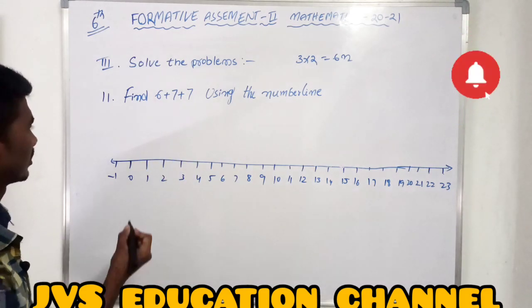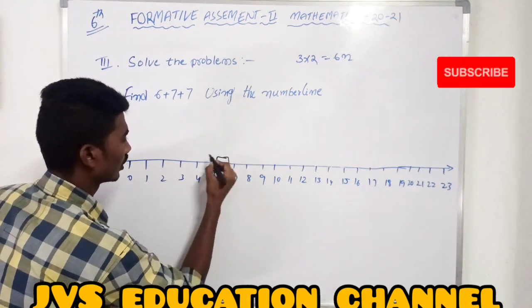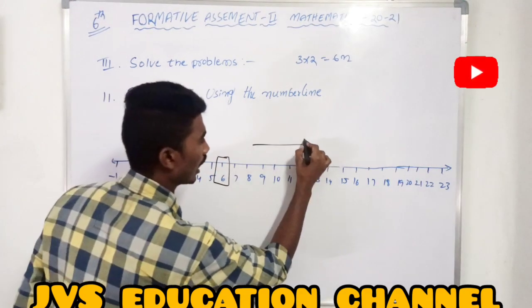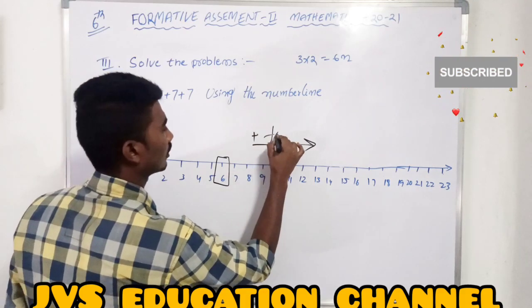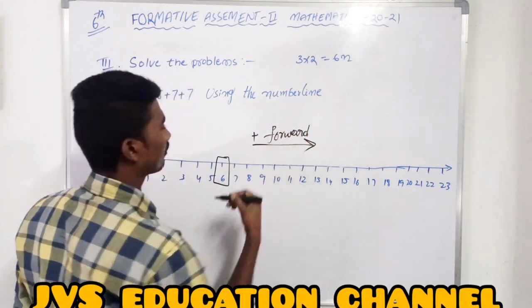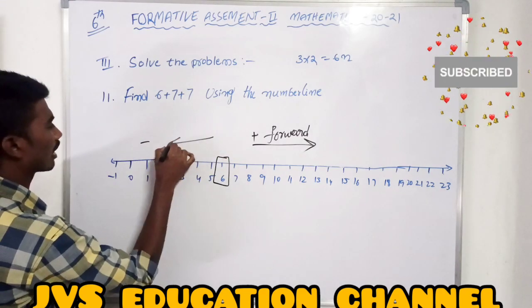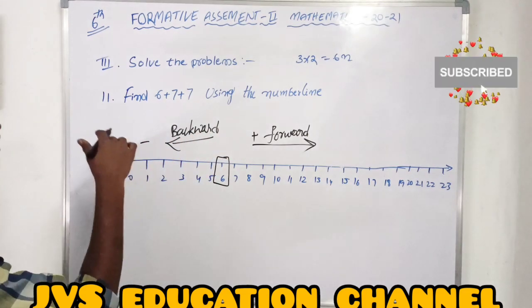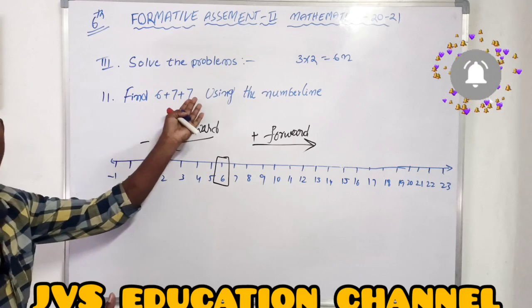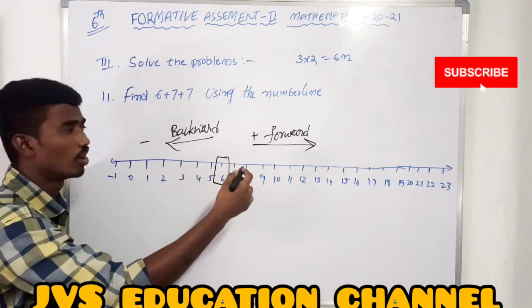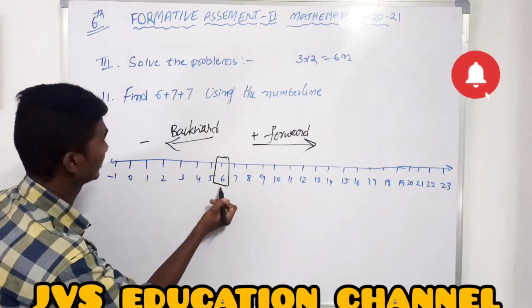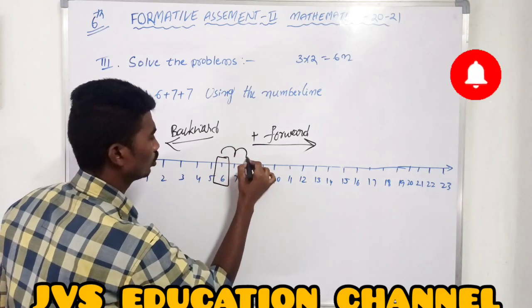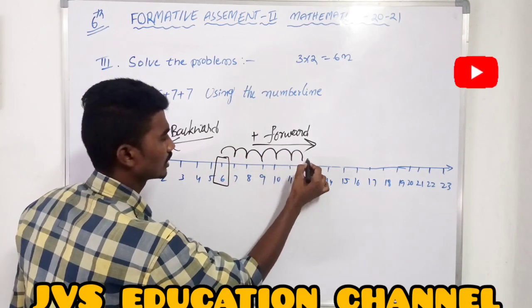First we take 6. In the number line we have 6 here. Next, in the number line we have to add numbers. To add numbers, go forward. And to subtract numbers, come backward. Listen, now we have to do the addition, so we go forward. We take first 6 and plus 7. Plus means forward. 1, 2, 3, 4, 5, 6, 7.